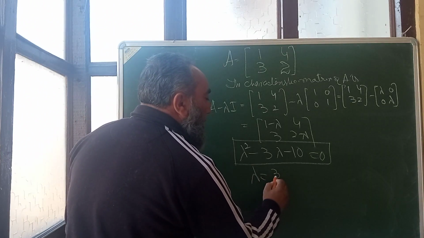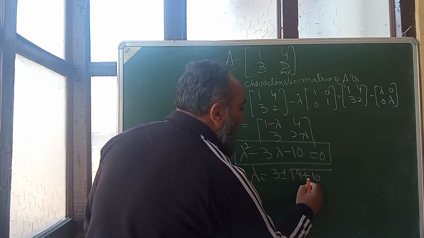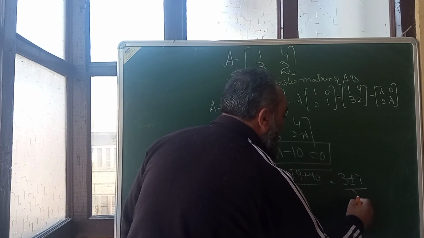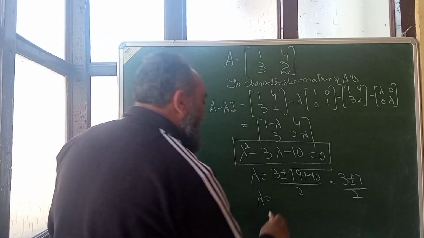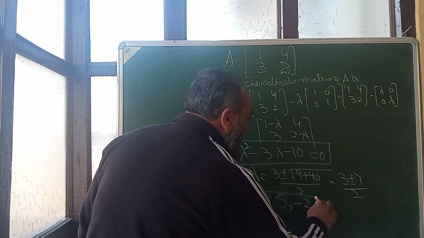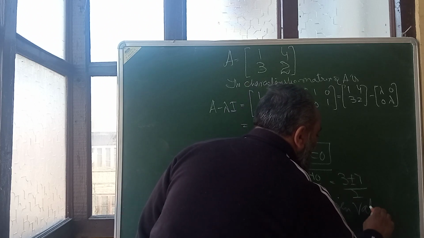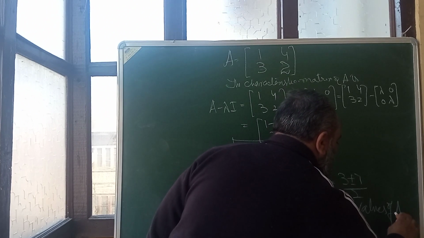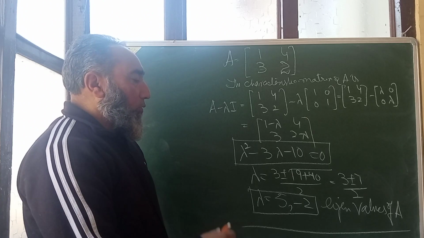What is lambda? Lambda is minus b plus minus under root of b square minus 4ac, over 2a. 10 4s are 40. So 3 plus minus root 49, which is 7, by 2. So your lambda is 3 plus 7 by 2, which is 5, and 3 minus 7 by 2, which is minus 2. So these are the eigenvalues of A. I hope you got it. This is how to find the eigenvalues.